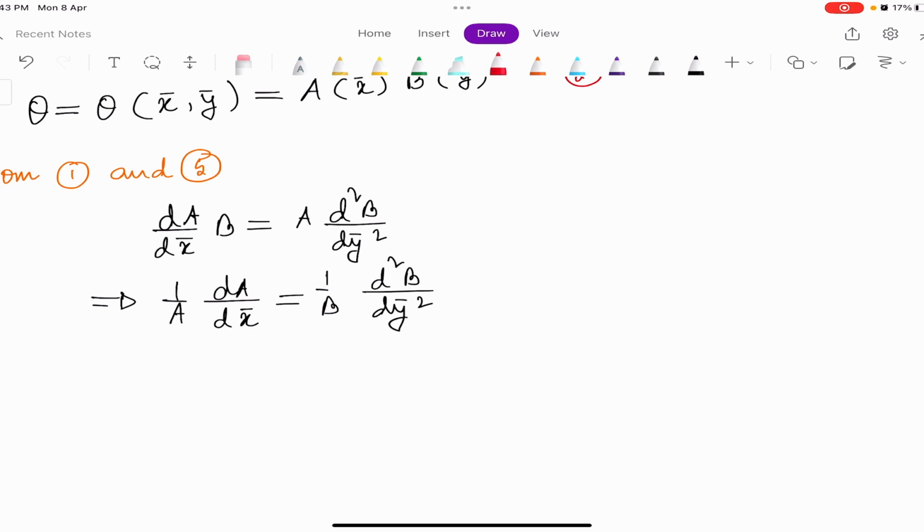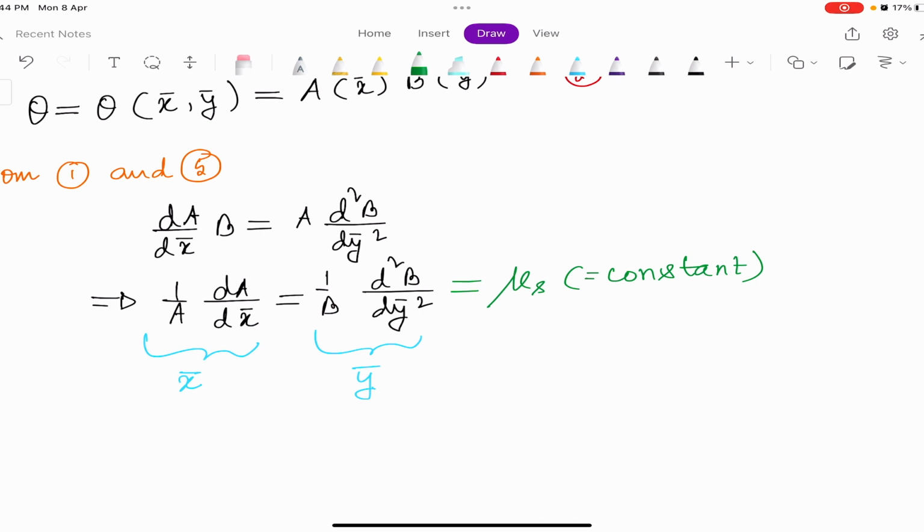Now you see that this is a function of x bar only, this is a function of y bar only, and this is valid for any x bar, y bar pair. That means this is only possible when each is equal to a constant, and we have shown physically, and the same argument also applies here.